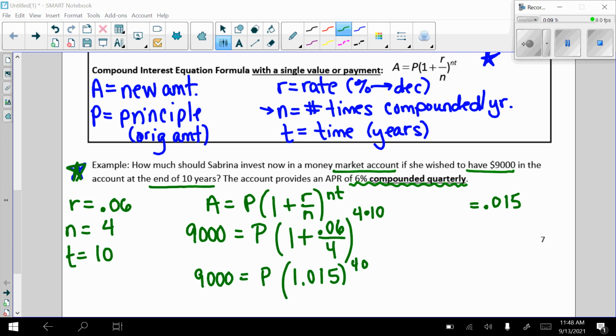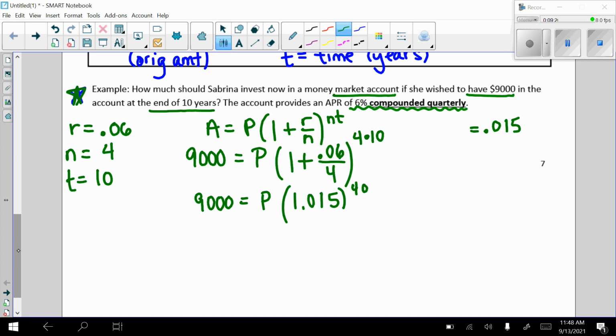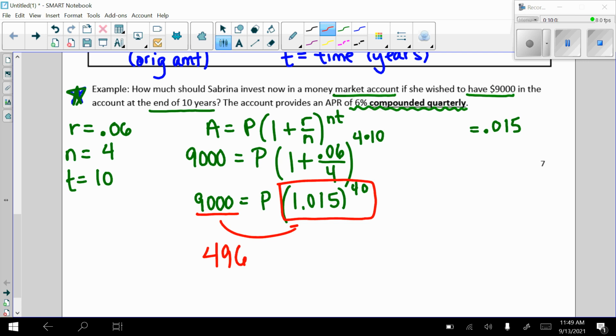So I want you to just think about this because we don't actually have to write this number down, but we're going to calculate this value right here. So in our calculator, we will put 1.015 and raise it to the 40th power. I get 1.814018409. I'm not going to round that. But I'm going to do 9,000 divided by that number. So 9,000 divided by the previous answer that is in my calculator. I'm not rounding. And that tells me that I get $4,961.36 as a P value.